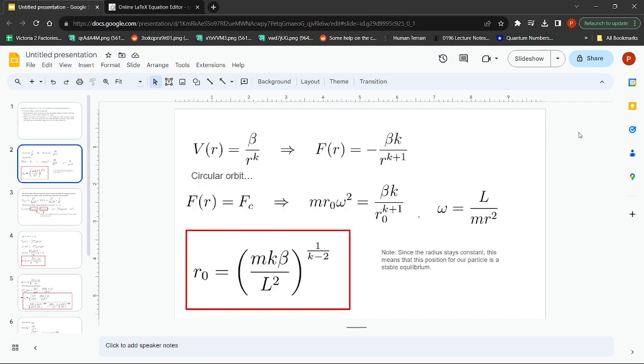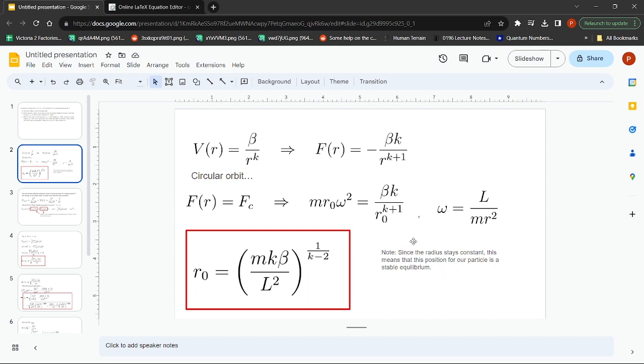The first part of the problem is very simple. We know our potential. We can find our resultant force by taking the negative derivative of that. We know that our orbit is circular, so we need to have the magnitude of the radial seeking force be equal to the centripetal force. This gives us this equation, and when we make the substitution of the angular velocity in terms of the angular momentum, and then rearrange for r, we get this expression right here, which is our answer.